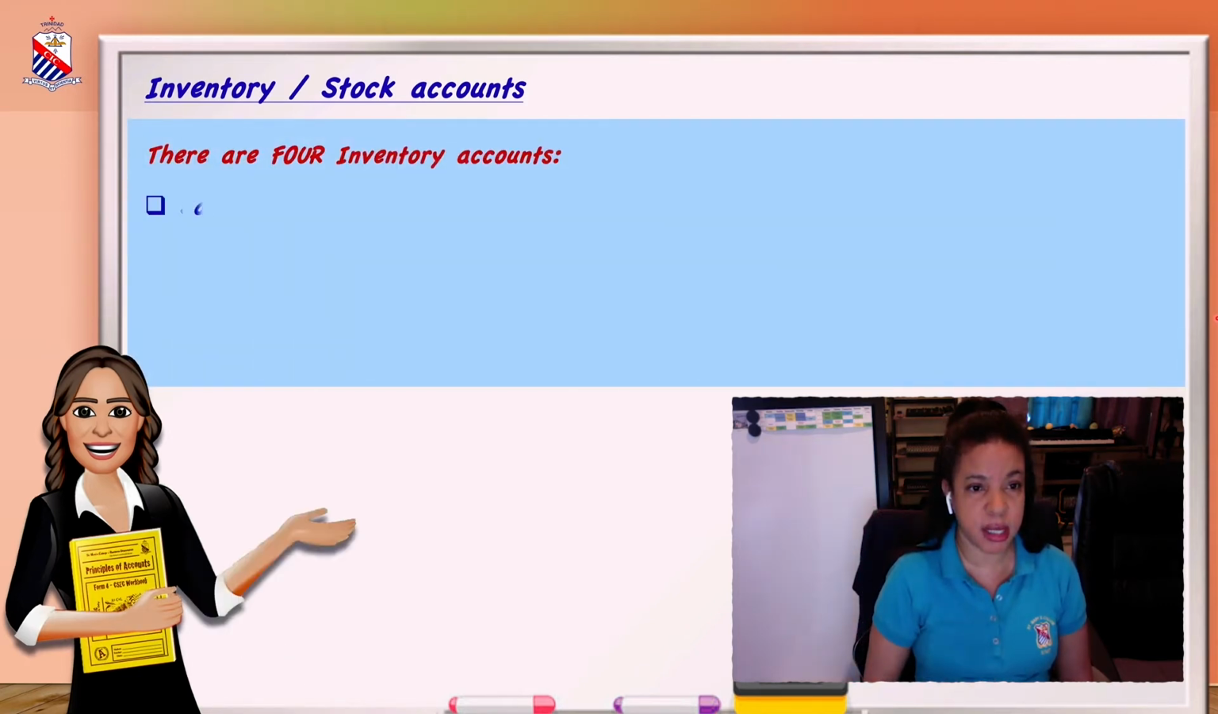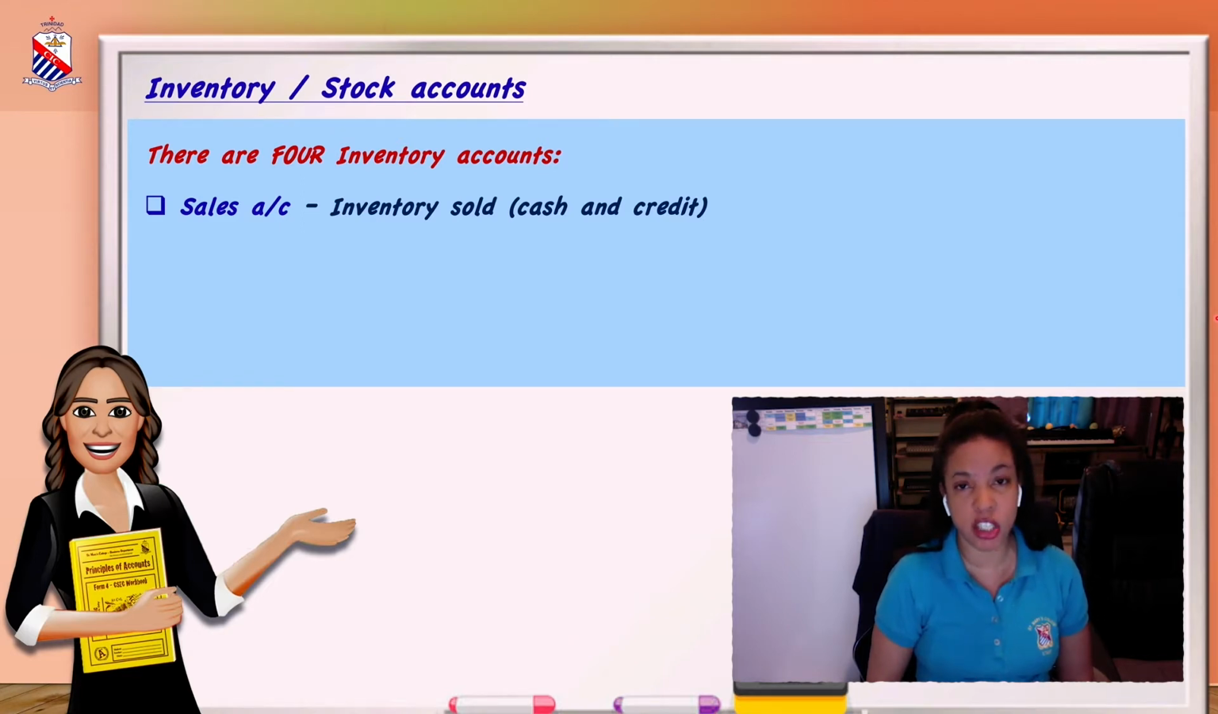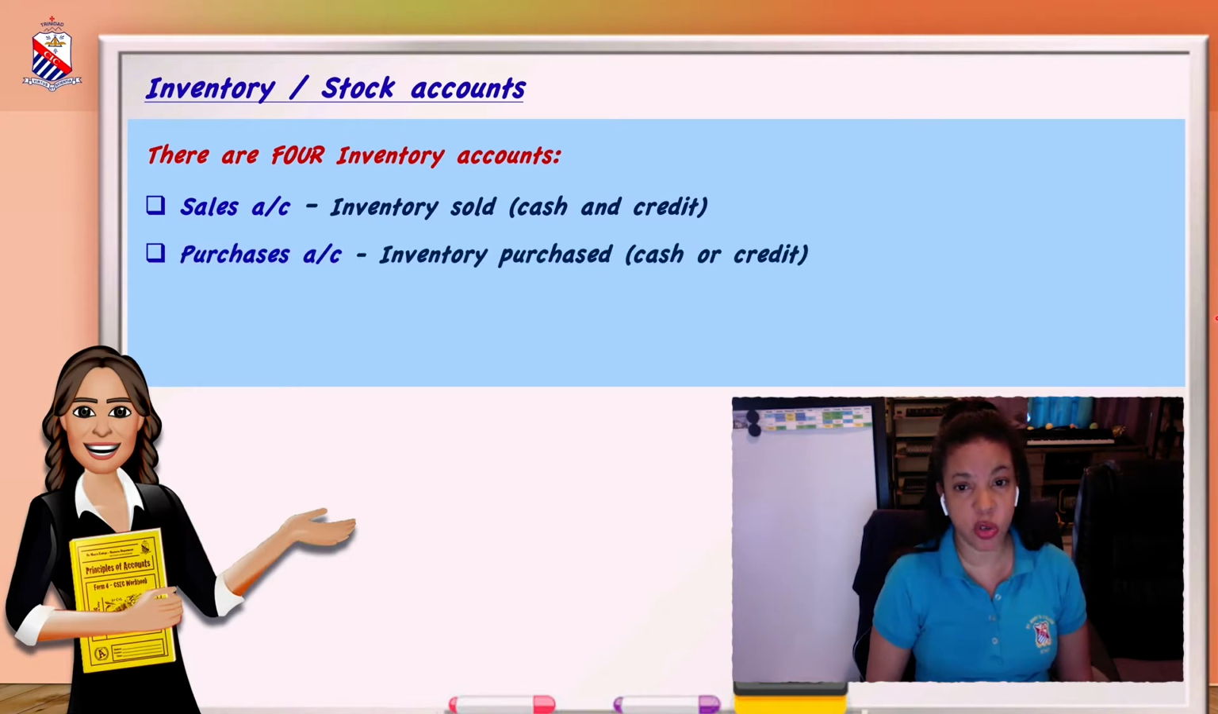We have our sales account, which is inventory sold, whether it be for cash or credit. Now remember, we are not talking about journals. The sales journal is just for credit sales of inventory. We are talking about the account or the T account, and therefore, in the T account, all sales of inventory goes into that T account. Okay, so your sales account, your purchases account, which is inventory purchased, whether they purchased it for cash or credit, once again.